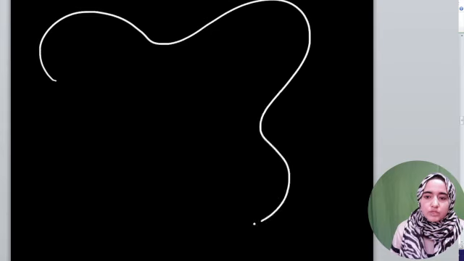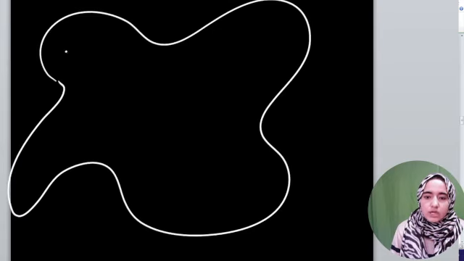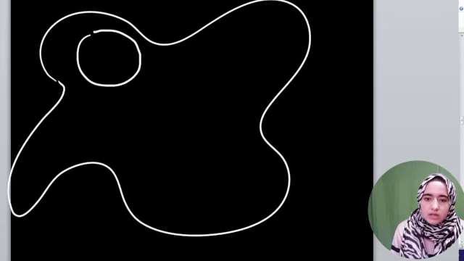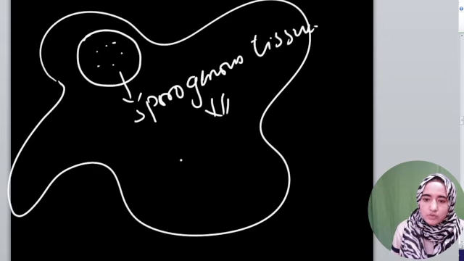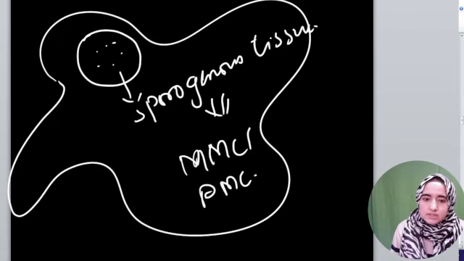I won't mention layers and all. I will give you a rough idea. This is our microsporangium, and inside the microsporangium we have sporogenous tissue, right? And sporogenous tissue is formed from which cells? Sporogenous tissue is formed from the microspore mother cell or PMC, pollen mother cell.